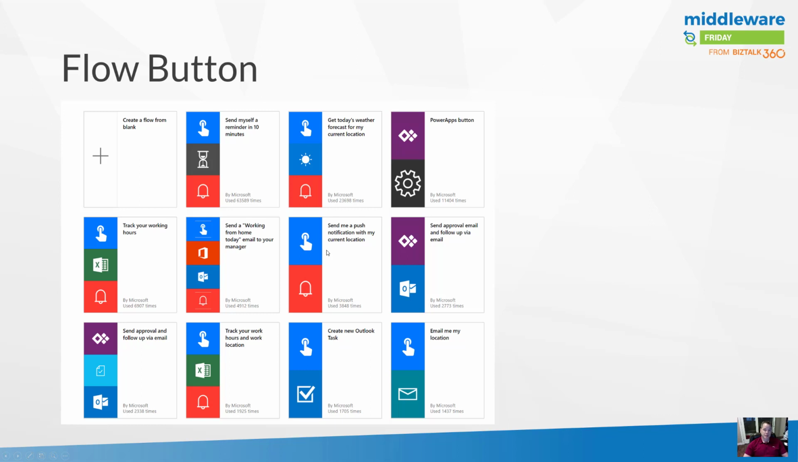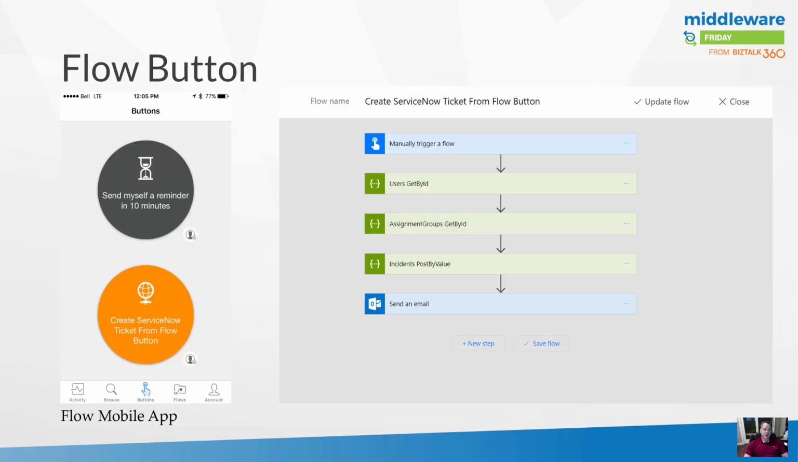So once again, go into flow.microsoft.com, go into the search bar, type in button, and you're going to see these templates show up. And really what it looks like is, when you launch the mobile application for Flow and you click on buttons, this is where your button will actually show up. So I've got a couple here.